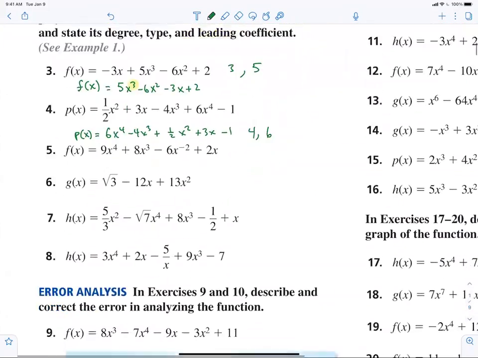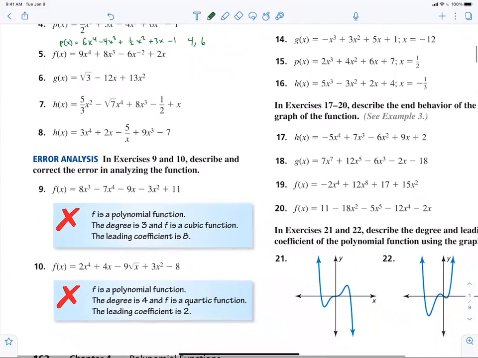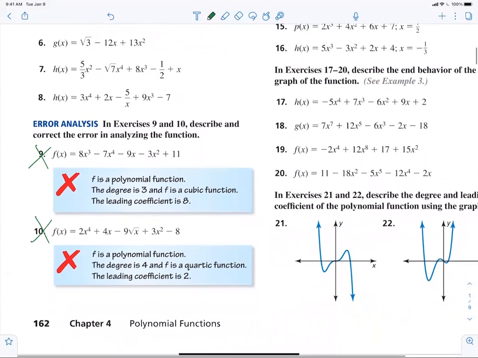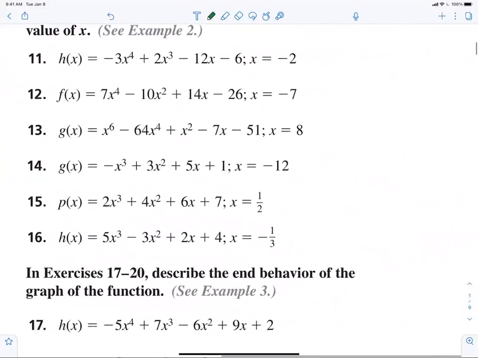So I'm good with all that. You remember, it's been a long time since we've done out of a book, but I just never like the errors. Who cares? So you don't have to do 9 and 10. Now let's look over at number 11.